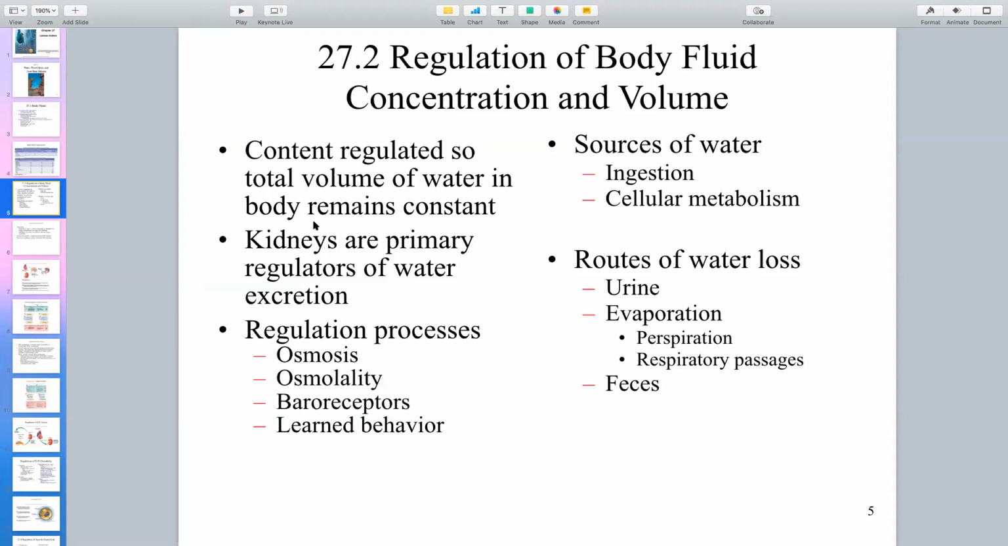Well, like I said, it's one of those things. Regulation of body fluid concentration and volume. Content regulated, so total blood volume of water in the body remains constant. So we're going to see that the main route at which we can keep, retain, or give out more water are the kidneys.